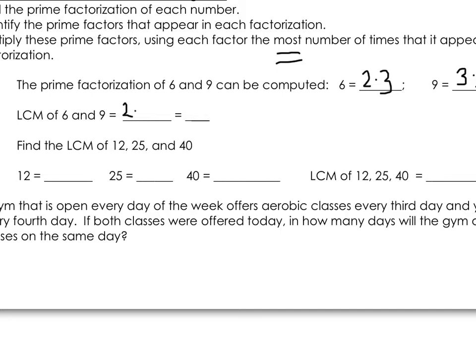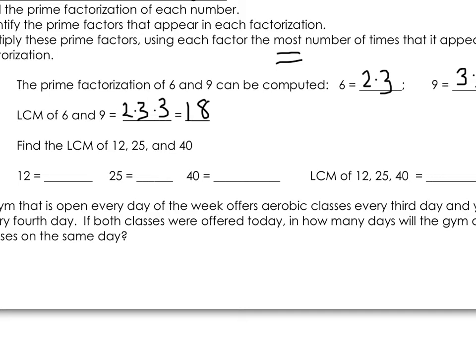All right, we need a 3. I see 3's. There's one 3 in 6, but there are two 3's in 9. So we need two 3's. 2 times 3 is 6, times 3 is 18. So the least common multiple of 6 and 9 is the number 18. It is the smallest number that both 6 and 9 will divide into evenly.